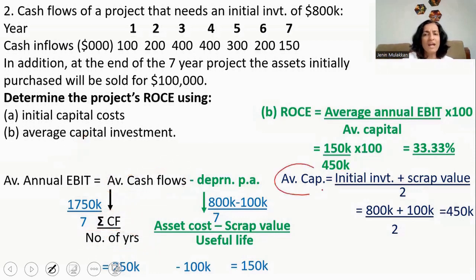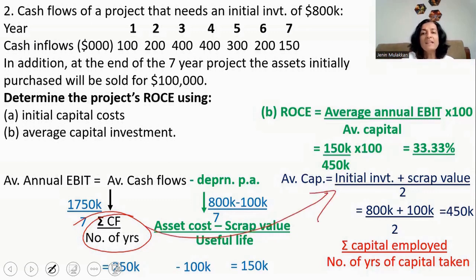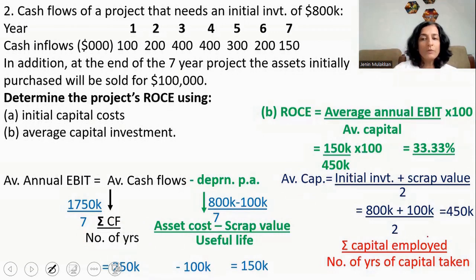So for average capital, why can't we adopt the very same logic and adopt this formula, that is sum of capital employed divided by the number of years for which the capital has been taken, just like we have calculated the average cash flows? Why is there a difference in the formulas? This is the question. So just to clear your doubt, we will write the capital employed of all the years, and then we will apply this formula and see the result.